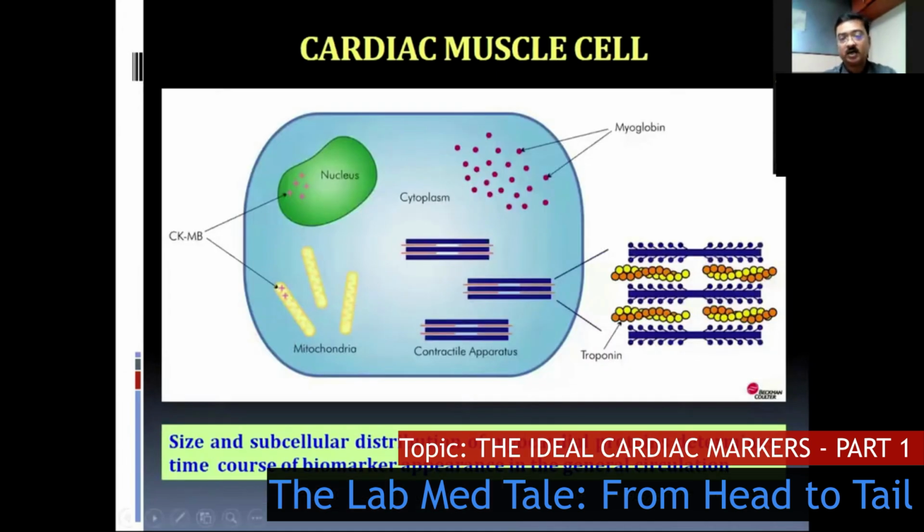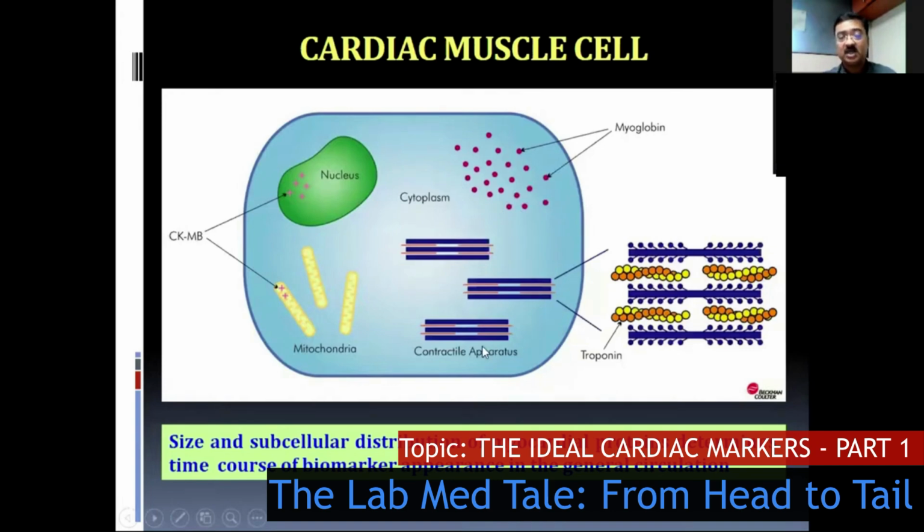Now I can show you why the cardiac markers come into the blood at different times, and why they are important for different reasons. Look at the cardiac muscle cell. How does it look? In the nucleus and in the mitochondria you may get some CKMB. But mostly the myoglobins are present in the cytoplasm, and the troponins are in the contractile apparatus.